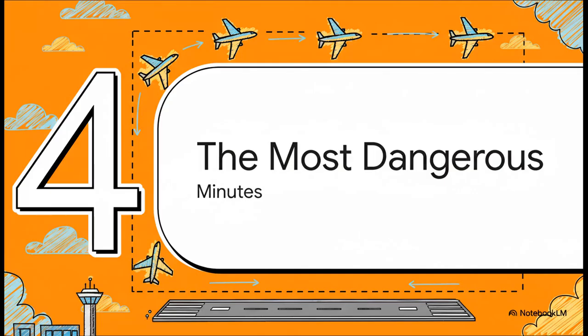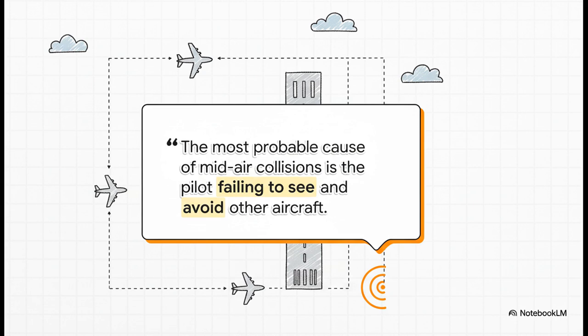And look, this need for everyone to be predictable, it's not just for convenience. It is literally a life or death matter. Because when things go wrong near an airport, we've learned that they tend to go wrong in very specific and very dangerous ways. This quote from the National Transportation Safety Board, the NTSB, really just cuts right to the chase. It says the most probable cause of mid-air collisions is the pilot failing to see and avoid other aircraft. Think about that. Despite all the amazing technology we have, the number one job of every pilot is still to just look out the window and not hit anything.